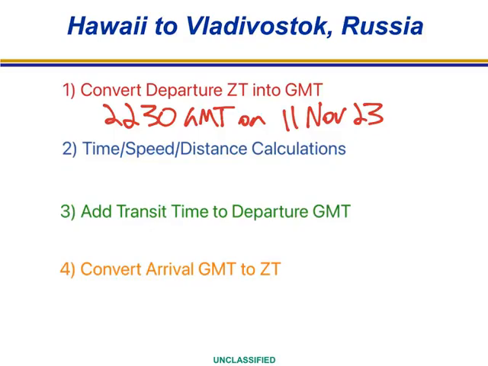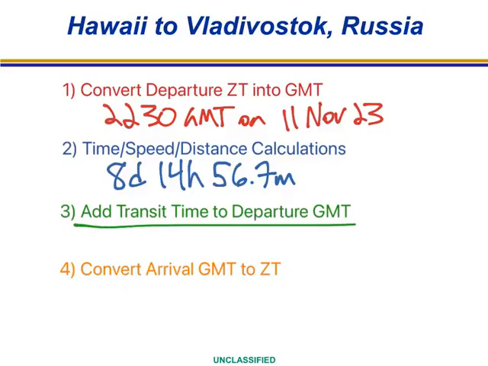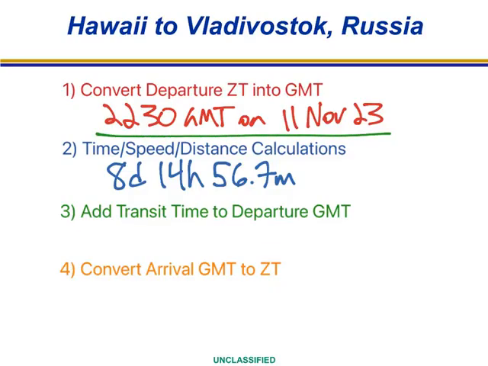So there we go. We calculated that it will take us 8 days, 14 hours, and 56.7 minutes to transit from our outbox to Vladivostok. In our next video, we're going to add our transit time to departure GMT. So we'll take our departure in Zulu, we're going to add our transit time to figure out what time we're going to arrive in Vladivostok in GMT.